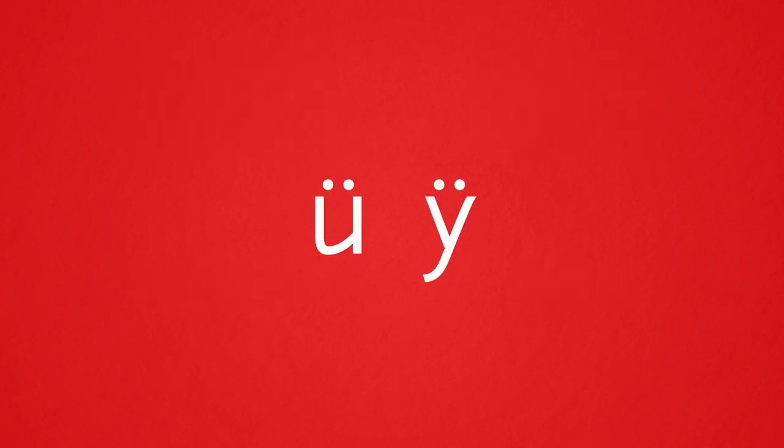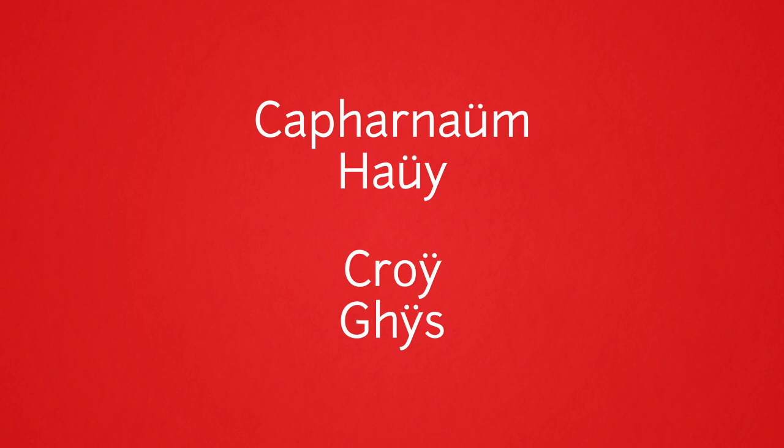These letters are used in the French language, but they are never really used in common French words. They are mainly used for proper names. Let's look at some examples. Repeat after Julie. Capharnaüm. Aui. Croix. Gris.